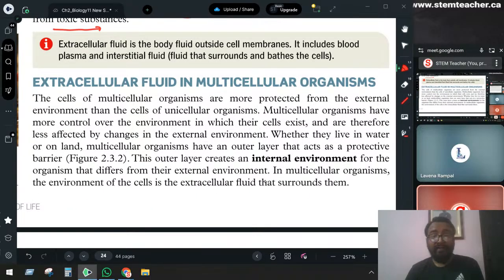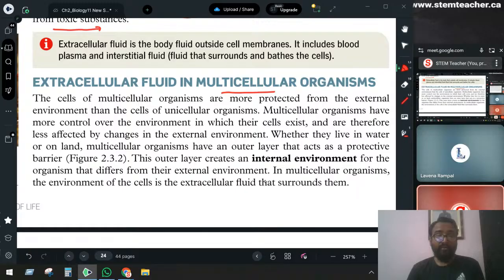Now, extracellular fluids in multicellular organisms. The cells of multicellular organisms are more protected from the external environment than the cells of unicellular organisms. Multicellular organisms have more control over the environment in which their cells exist, and are therefore less affected by changes in the external environment.